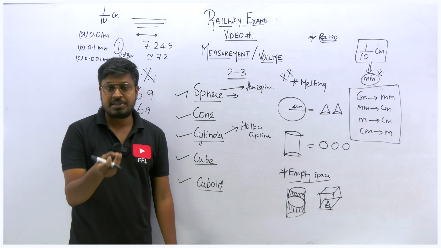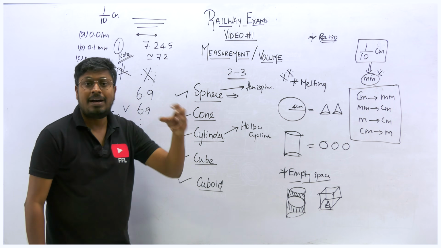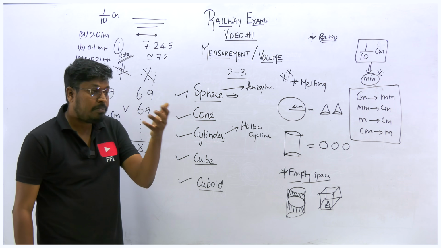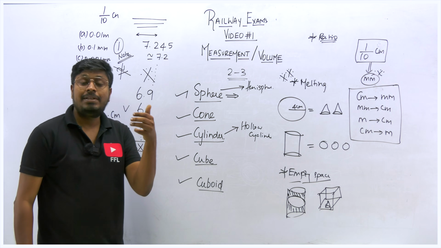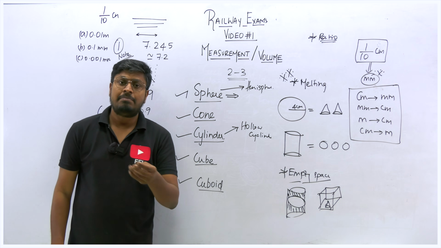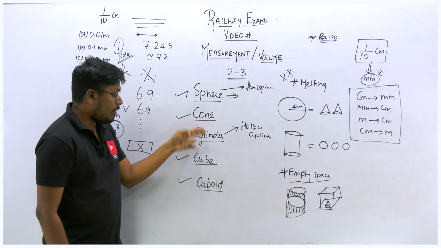After analyzing the measurement topic in your railway exams, I've just posted a small video about where the questions are more concentrated in the railway exam. So what topics we have to learn more, and what are all the areas. You don't need to spend more time on learning prism and pyramid. Those sections are not needed. Just concentrate on these areas.